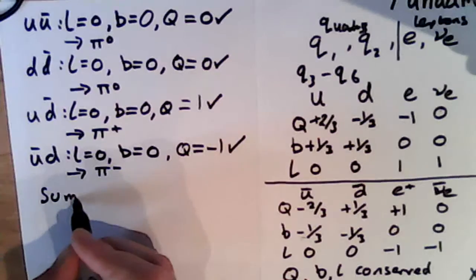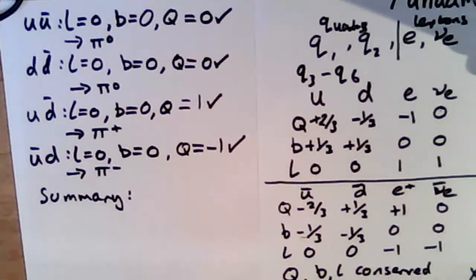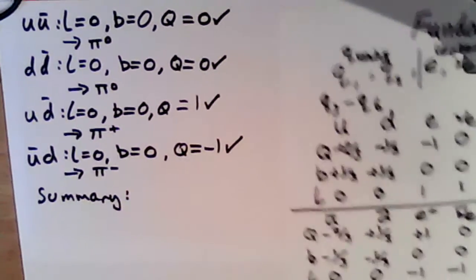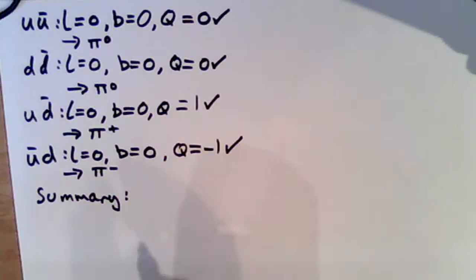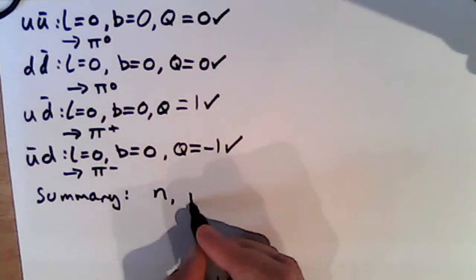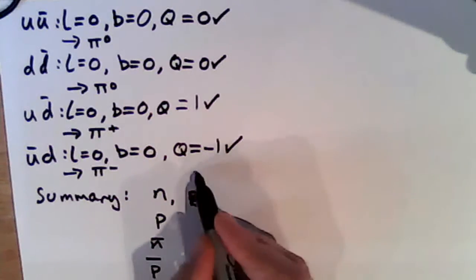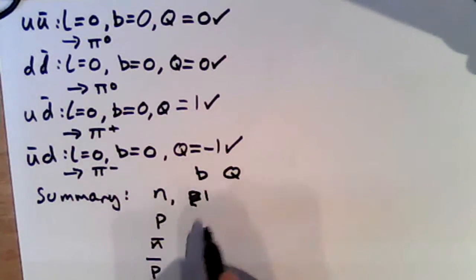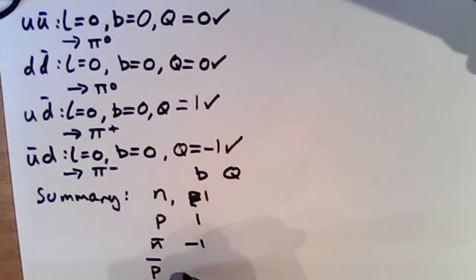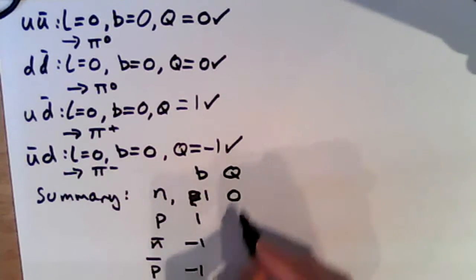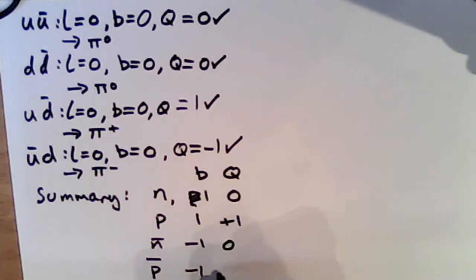So let's summarize here. I have a set of baryons. I have a neutron, let's write them down here, a neutron, a proton, an anti-neutron, and an antiproton, the baryon number, the charge of 1, 1, minus 1, minus 1, the charge of 0, plus 1, 0, minus 1. I'll let you work out how we make an anti-neutron and an antiproton. These are baryons.